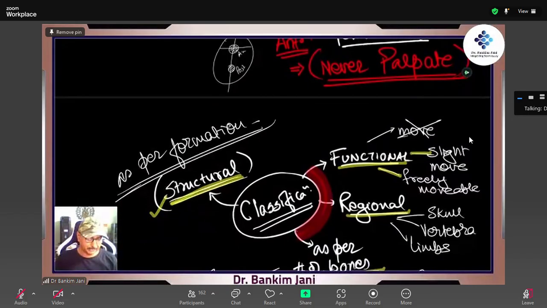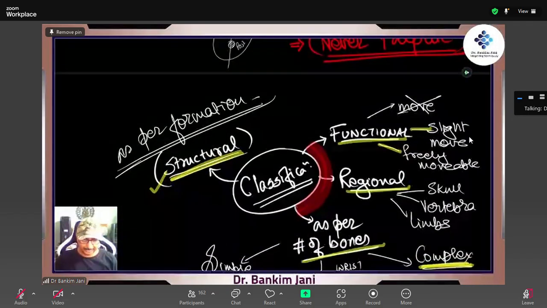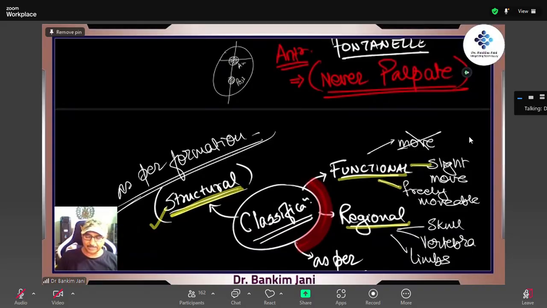So here is the classification: structural, functional, regional, and as per the number of bones. Initial classifications are very easy. Structural is as per formation; we'll have a look at it. Functional means whether there is any movement or not. No movement is one type of joint. In which there will be slight movement, that is the second type. And the third one is where the joint is freely movable. Very easy, very basic, very simple. Function of a joint is to move. So what type of movement is it doing? Less, more, or absolutely more.